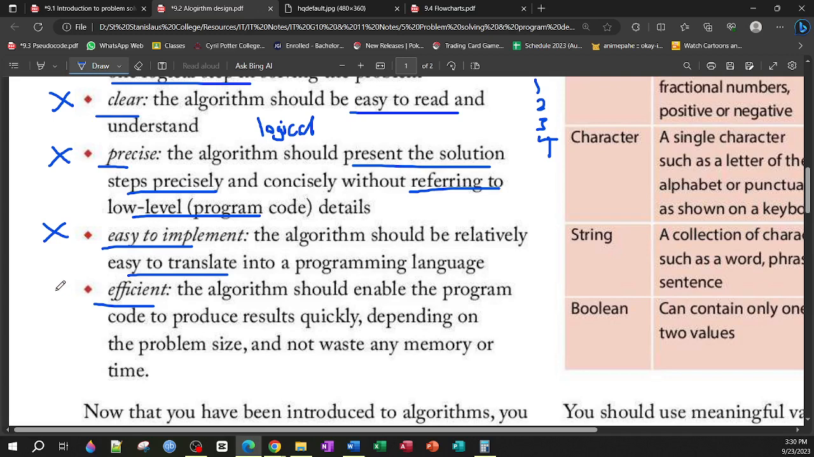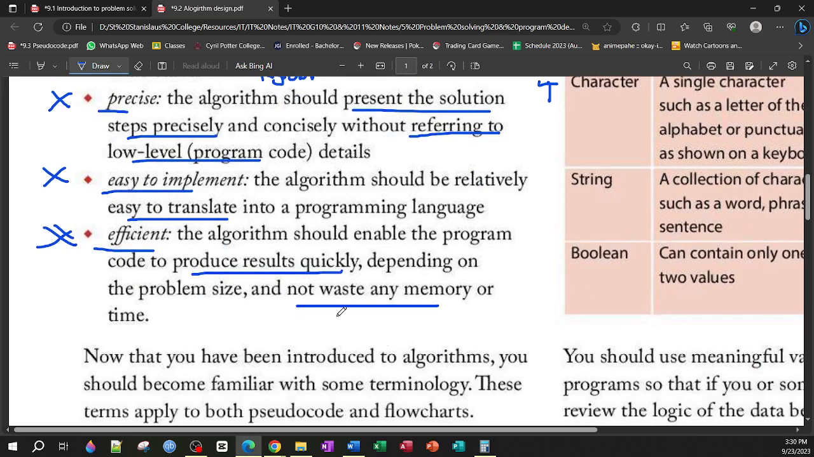And then, lastly, how can we make our algorithm efficient? Well, the algorithm should enable the program code to produce results quickly, depending on the problem size, and not waste any memory or time. So we want the algorithm to work quickly, to do its job fast. And one of the ways that we can carry that out is by reducing the number of steps.